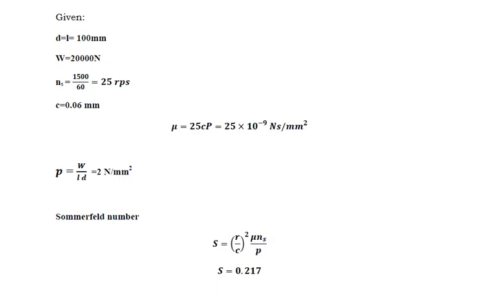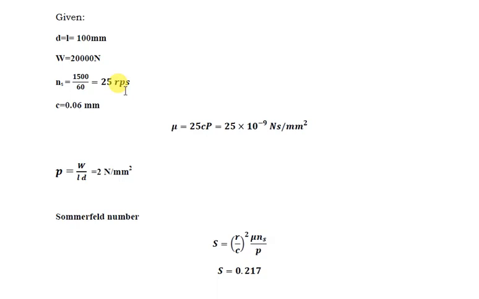We will write the given data. The hydrodynamic bearing has a diameter and a length of 100 mm. So the D is equal to L is equal to 100 mm. The radial load capital W is 20 kilonewton, so 20 into 10 raised to 3 Newton. The journal speed is 1500 rpm. So Ns in rps is equal to rpm upon 60, so 1500 divided by 60 is equal to 25 rps.